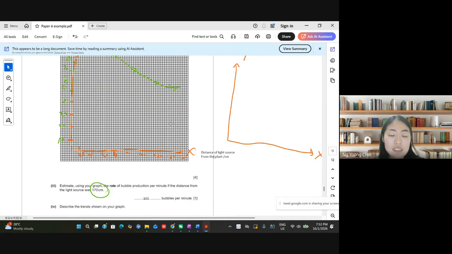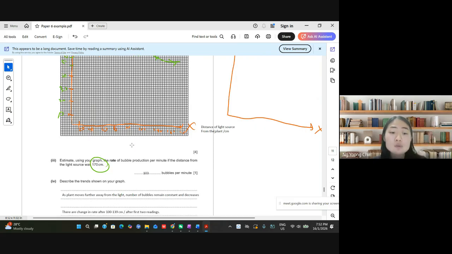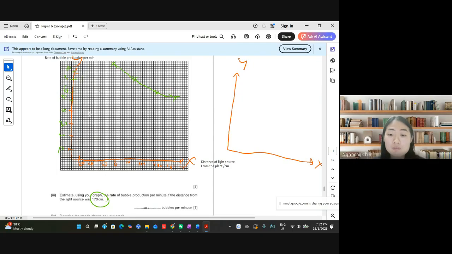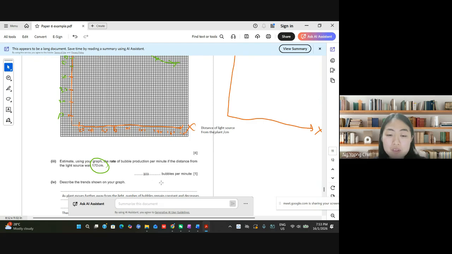So drawing a correct line graph is very important, because the next question asks you to use the line graph to estimate the rate of bubble production per minute if the distance from the light source is 170 cm. So 160 cm is referred to here already, and 170 is around here. Your line graph should touch the y-axis. So the answer they get is 103 bubbles per minute.